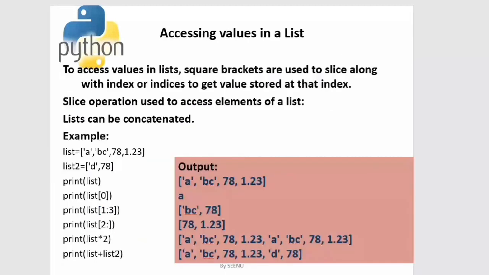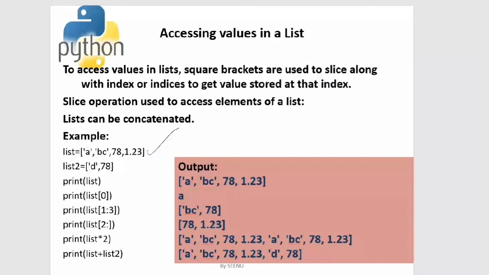So this consists of a character, a string, some integer, and also some floating value. Okay, so there is another list wherein I'm having D and 78. So when I say list, print the list. Okay, so it's printing all the values in the list.